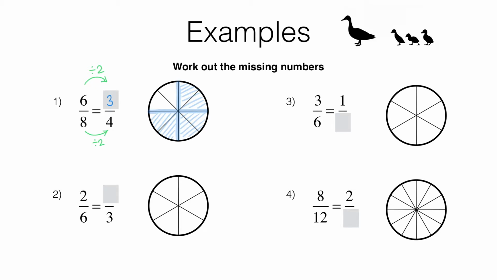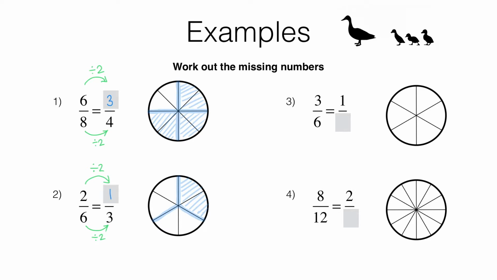In the second example, what's going on is that we are again dividing the denominator by 2. 6 divided by 2 is what gets you to the 3. That means we have to do the same thing to the numerator. We're going to do 2 divided by 2, and that is equal to 1. So 2/6 equals 1/3. We can see that on a diagram. 1/3 of the whole circle equals 2/6 of the whole circle.